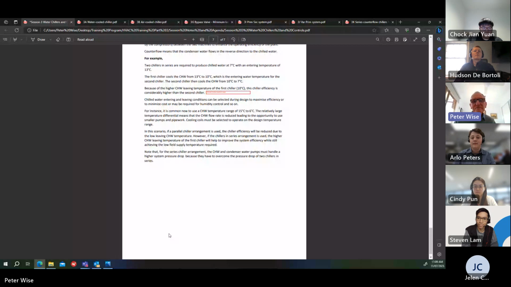Any questions? I just had one question with the series arrangement for the chillers. How does the spatial requirements compare when you have 2 chillers in series as opposed to having one that might have the same capacity?